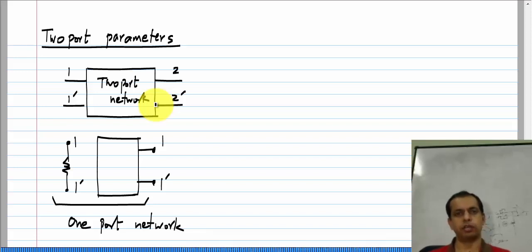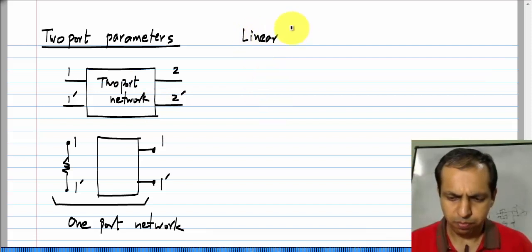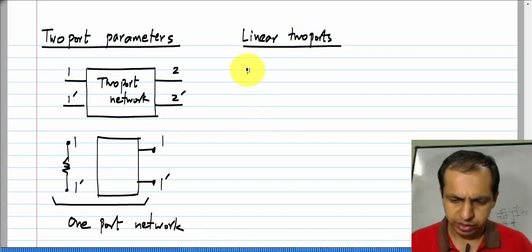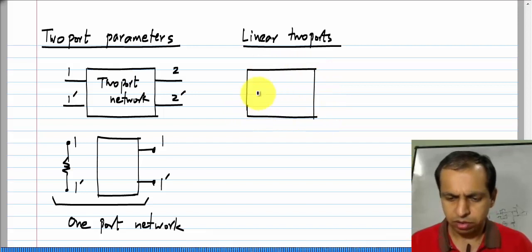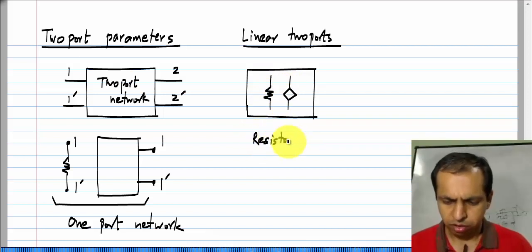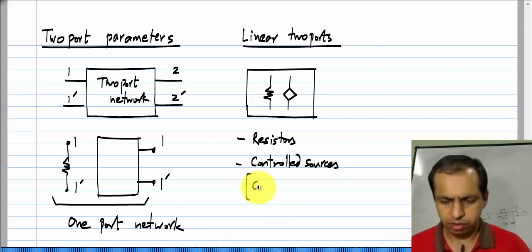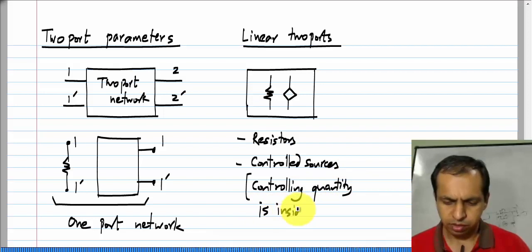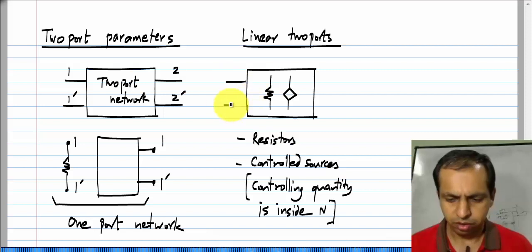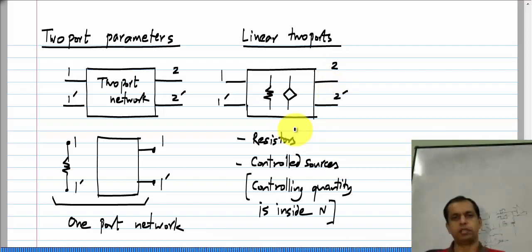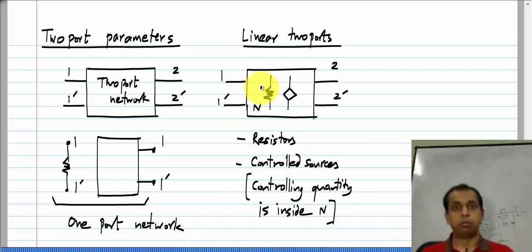Now, the particular type of 2 ports we will concern ourselves with are linear 2 ports. These are 2 ports with only linear components in them, meaning you have resistors inside and controlled sources inside, and the controlling quantity is inside the network N. So, that means that the network N is completely linear, and most importantly we do not have independent sources inside. These are completely linear 2 ports.